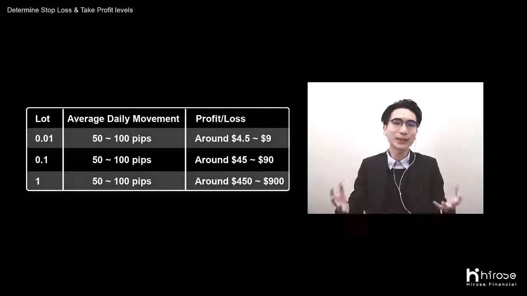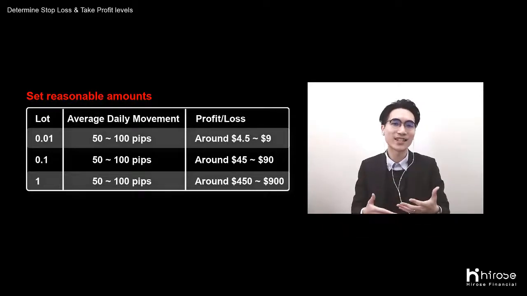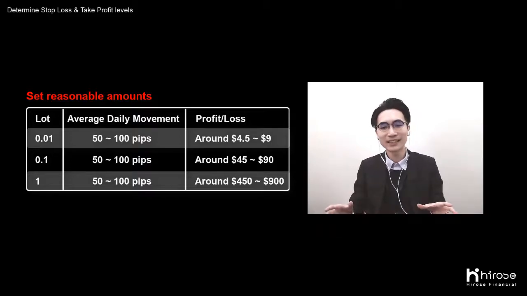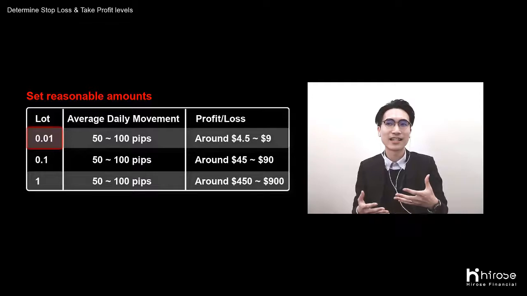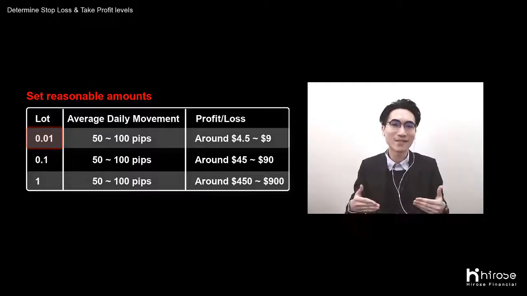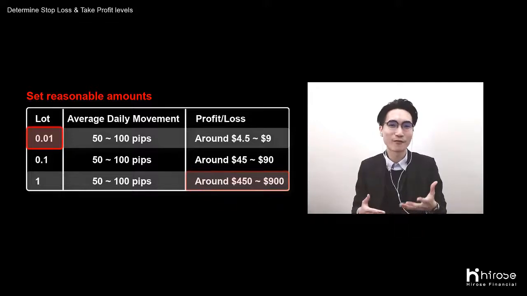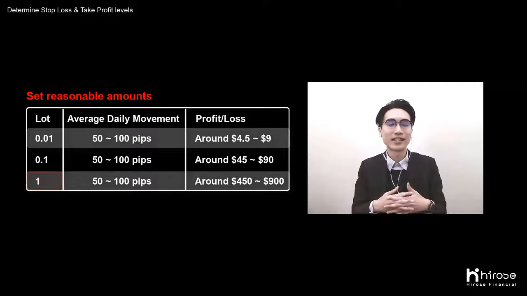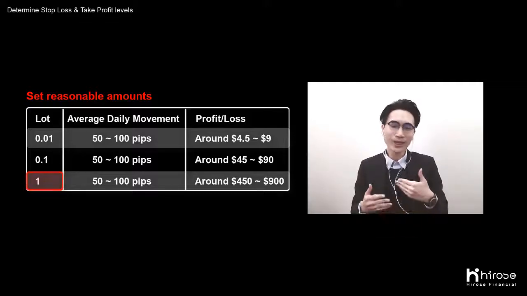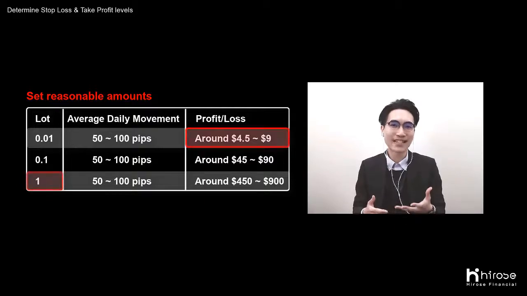Just one thing: when we set up this profit goal and loss limit, we need to base it on reality. For example, if I trade a micro lot, that's 0.01 standard lot, and I set my profit goal to $450, that is simply impossible to achieve. On the other hand, if I trade one standard lot and I set my profit goal to $4.50, that simply doesn't make sense. It's just too little, not enough.